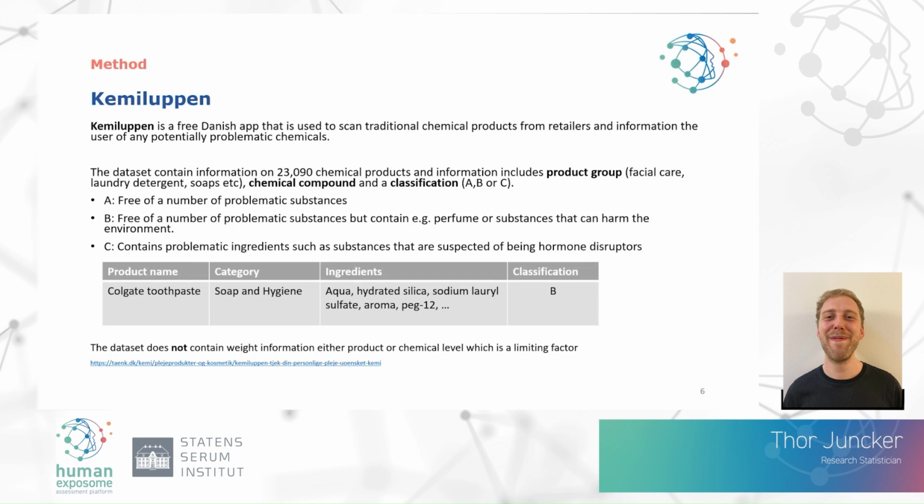The first one being A, which states that it's free of any kind of problematic substances. B, saying that it's still free of any kind of problematic substances, but it might contain, for example, perfume that could be irritating to some people, or substances that can be harmful for the environment. And C, where it contains some kind of problematic ingredient, such as substances that are suspected to be hormone disruptive. Just to give an example of what it would look like, we have Colgate toothpaste. That's a soap and hygiene product. It has these ingredients and a lot more. I didn't want to list everyone, and it's classified as pink.